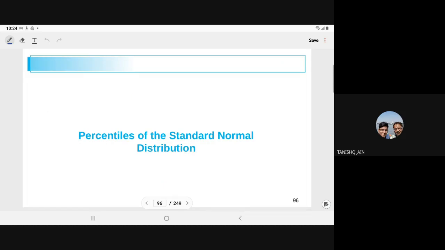Now, the percentile of the standard normal distribution. So what is the percentile? You know the CDF, let this be phi z. This is the left side area, right? Phi z means how much area it is covering. That is known as the percentile.